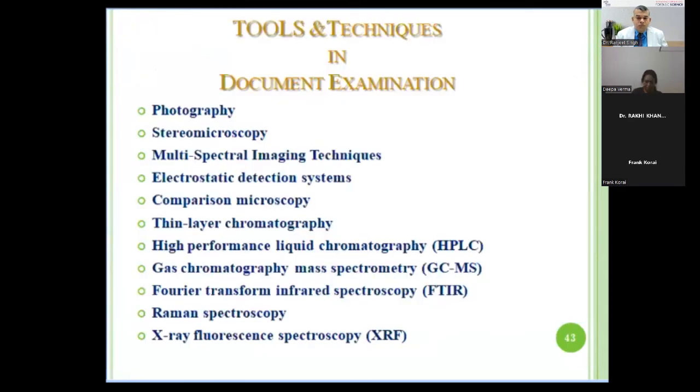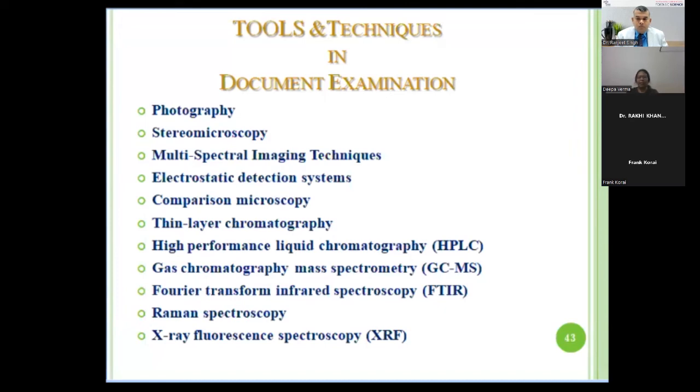Tools and techniques required in document examination, because nowadays multiple types of instruments and technical support are available for examination of documents. First we have to go for physical examination, then ink examination and overall examination, for which the techniques which provide necessary support may be photography, very, very useful in questioned document examination. Then stereo microscopy to see the line quality characteristics and indentation of any of the materials there. Multi-spectral imaging techniques are available for examination of various varieties. ESDA techniques to know the identification, indentation marks, comparison microscopy.